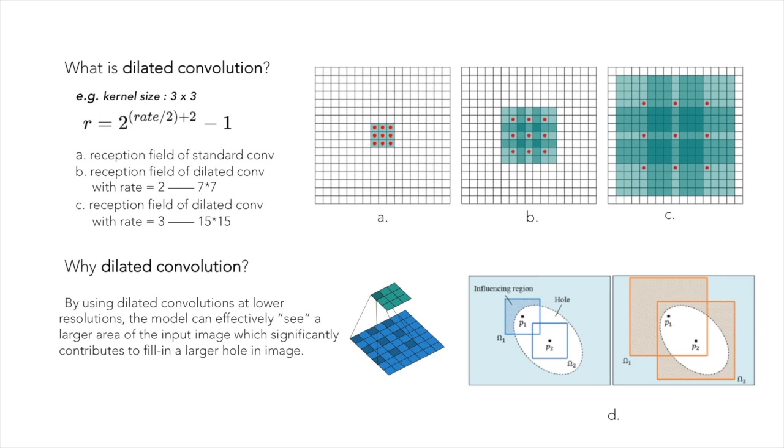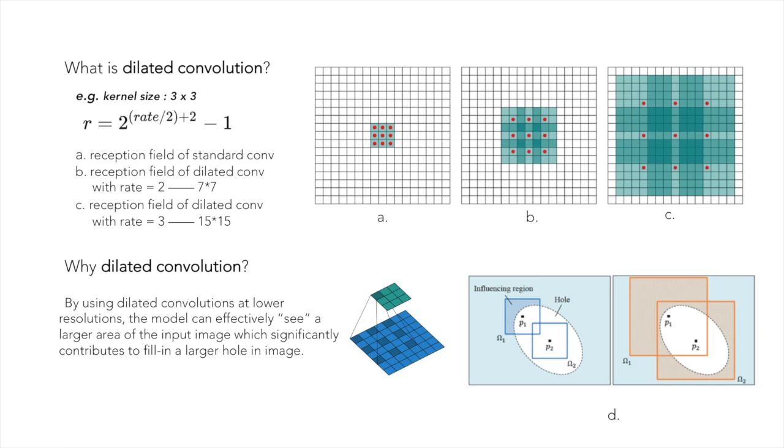Why is it so important to see a larger area? Let's take a look at picture D. In the picture, here is an empty hole we need to fill in. Omega 1 stands for the receptive field of P1, and the same for P2. On the left, when filling the hole, we could compute P1 using the influencing region here. However, P2 could not be computed because omega 2 contains no information outside the hole. On the right-hand side, the problem is fixed by using dilated convolution. That is how the completion part works.